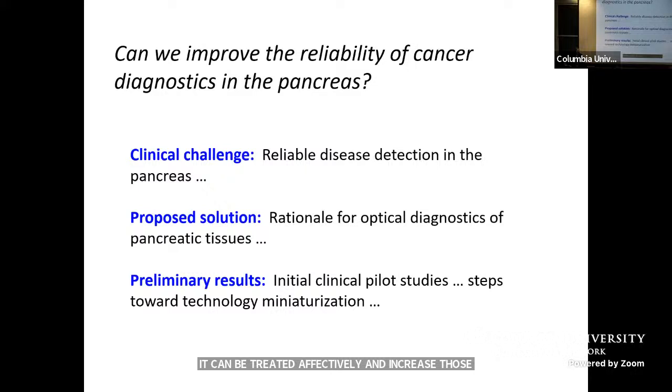So the project that I'll talk to you about is looking at whether we can improve the reliability of cancer diagnostics in the pancreas, particularly at earlier stages of development. I'll talk first about the clinical challenge as it was described to us. I'll talk about a proposed solution. So we'll look at the rationale for using optical diagnostics, which really had not been explored previously. And then finally, I'll show you some preliminary results, pilot studies that we did in the clinic on human patients, and then more recently, steps toward the miniaturization of that technology.